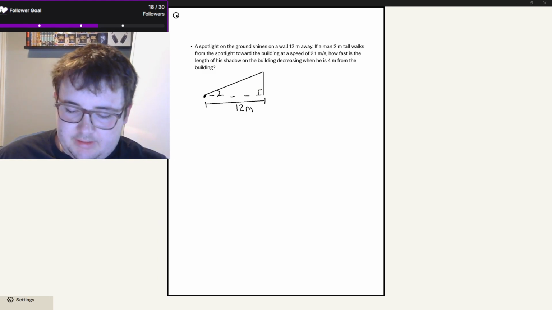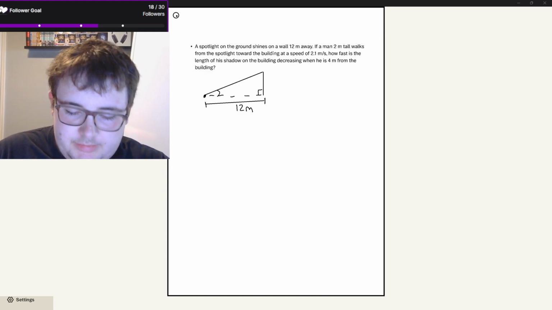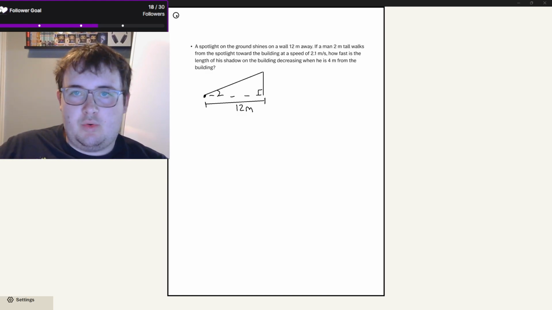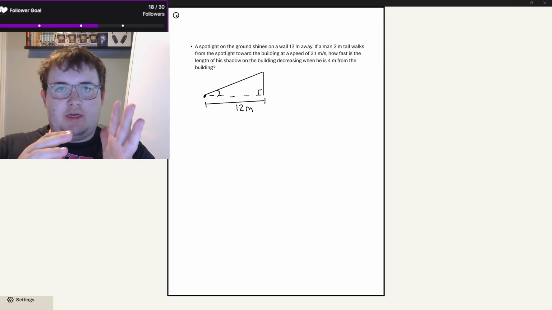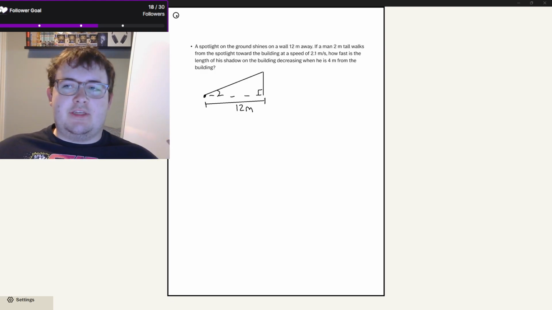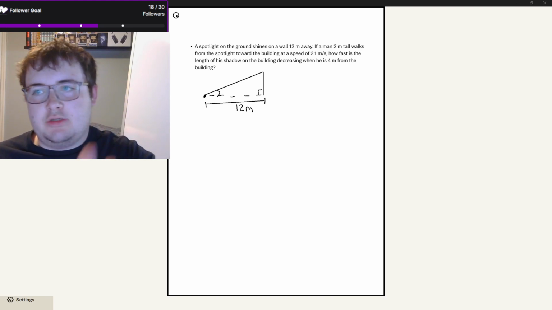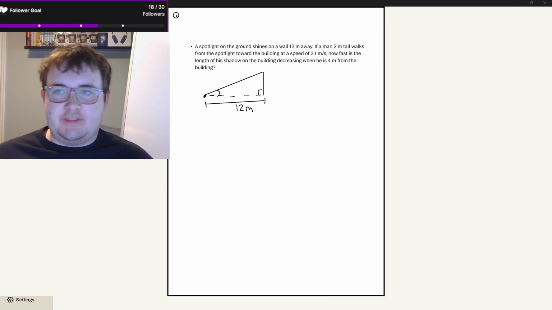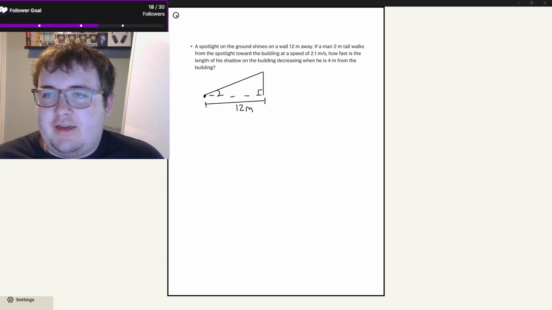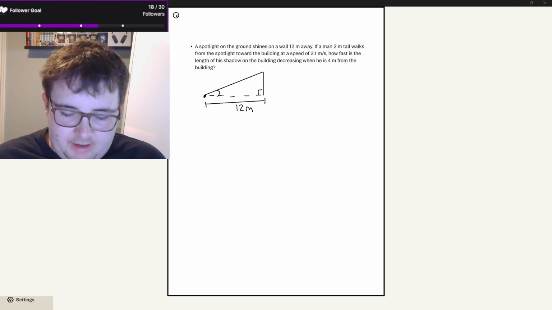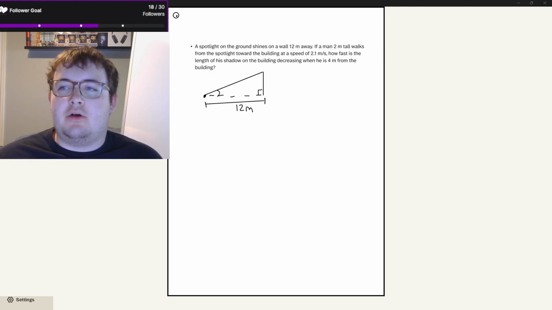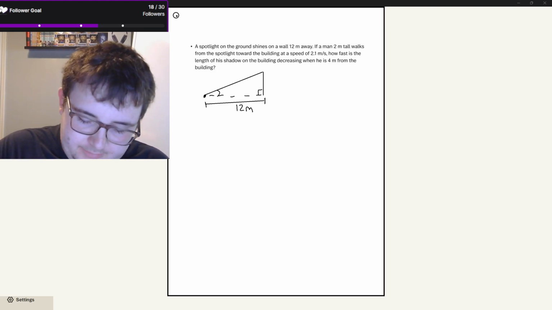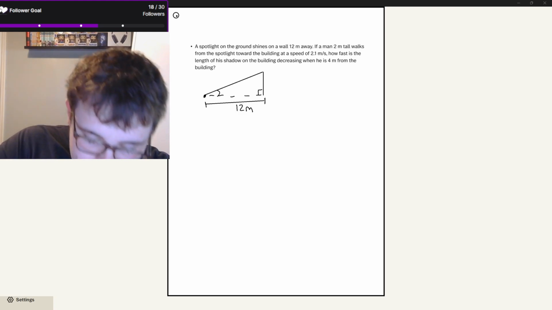Okay, so then the next part: a man 2 meters tall is walking towards the building. When you're in front of the spotlight, your shadow is going to be really huge, and the closer you get to the building, it's going to keep decreasing. So what we are finding is how fast his shadow is decreasing. How fast is his shadow getting smaller when he's walking at a rate of 2.1 meters per second?